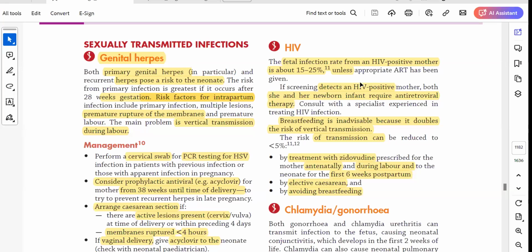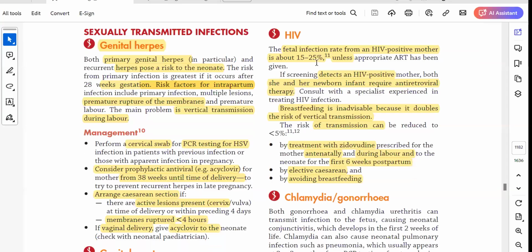HIV. The fetal infection from an HIV positive mother is about 15 to 25%. So again, every pregnant patient will get a test to check their HIV status in the first trimester blood test. If screening detects that the mother is HIV positive, then ideally both mother and the newborn will require antiretroviral treatment.